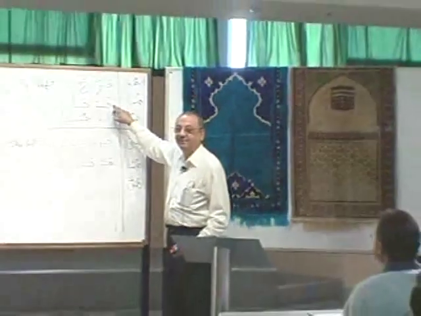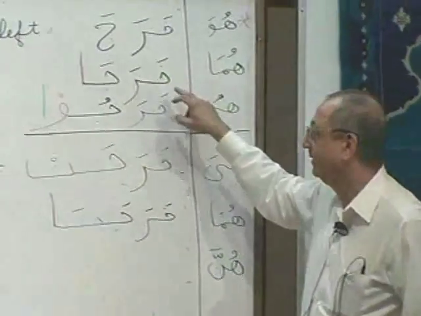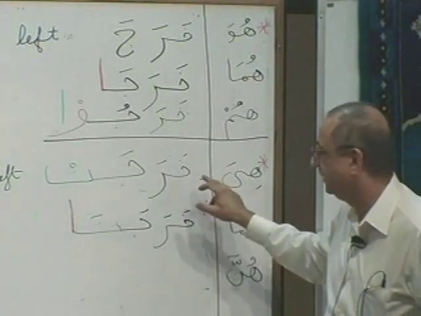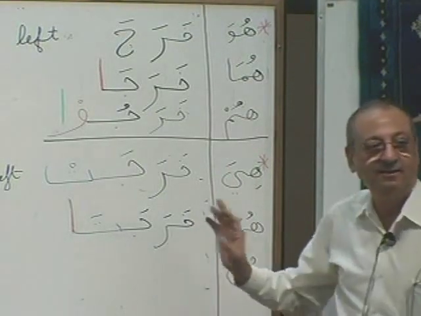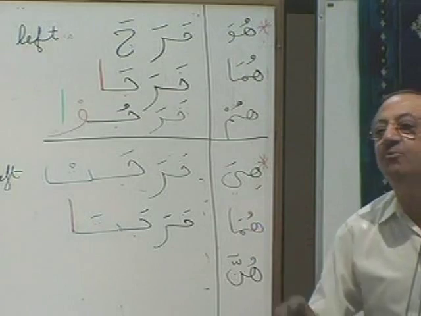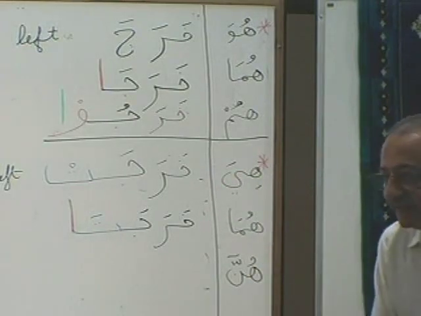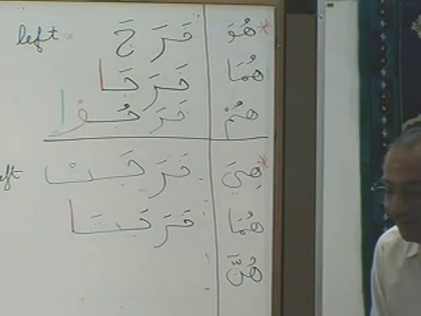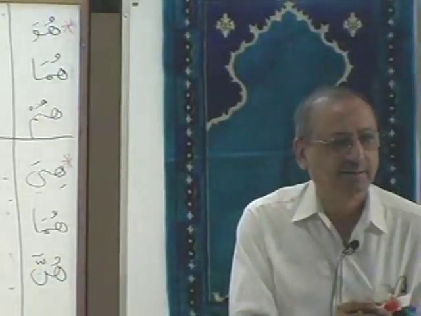Kharaja, kharaju, kharajat, kharajata. Only five. Take any verb and you can do it this way. See, it's easy. It's very logical. It follows a system. Okay?